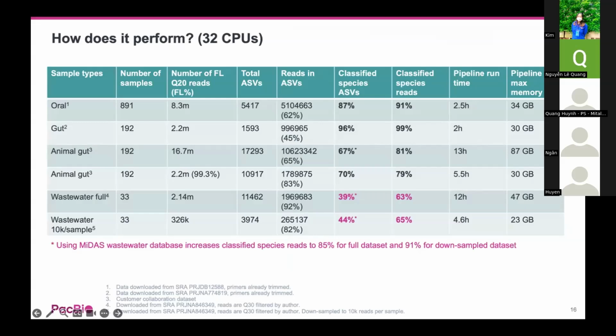This also highlights the need for sample type specific databases, which may improve taxonomy resolution. So we reran the taxonomy classification against the MIDAS wastewater database, and then these two numbers increased to 85% and 91% respectively using the MIDAS wastewater database.